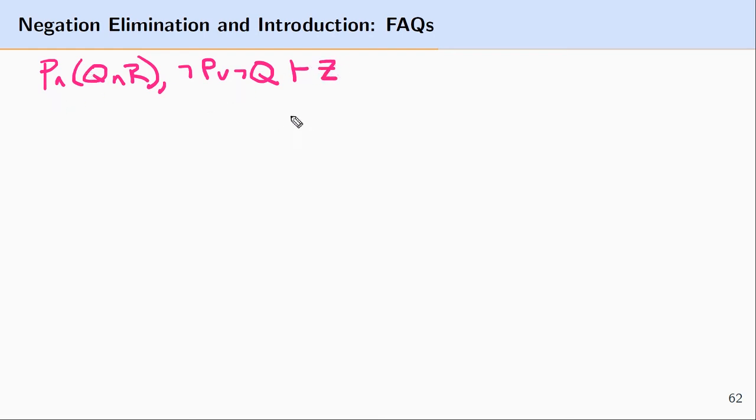So I want to prove that Z follows from these particular formulas. I'll start the proof by simply writing out the formulas, setting up the proof. Here, I'm just taking the formula here and writing it at line 1. And then at line 2, I'm going to write not P or not Q. And so this is line 2.